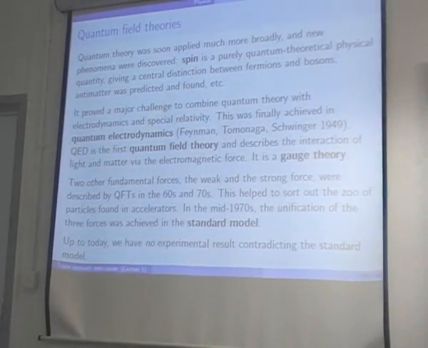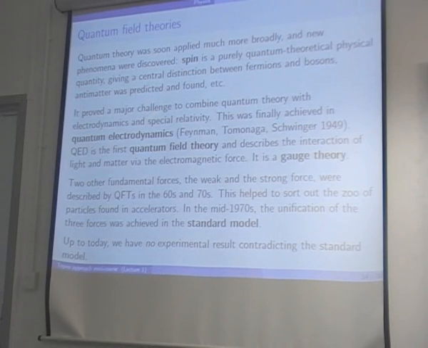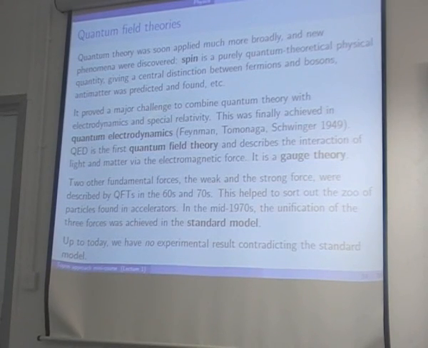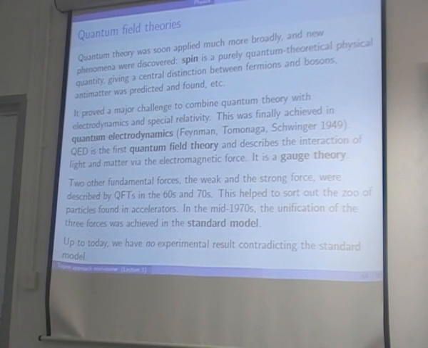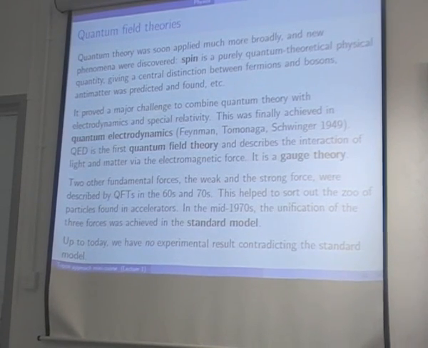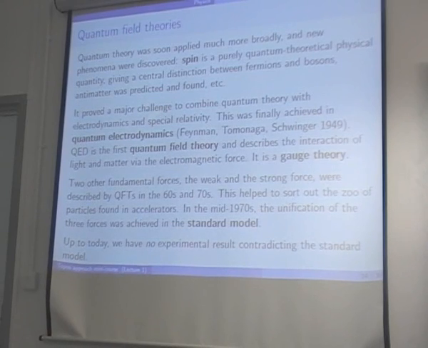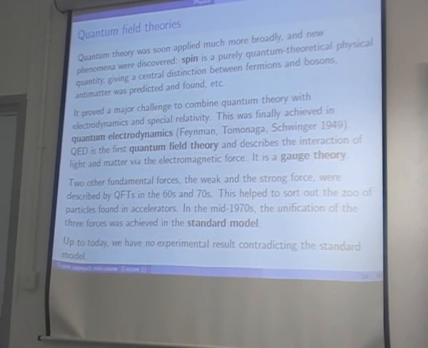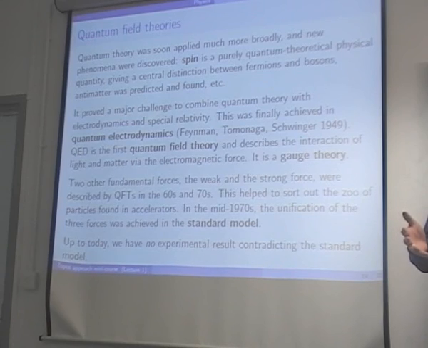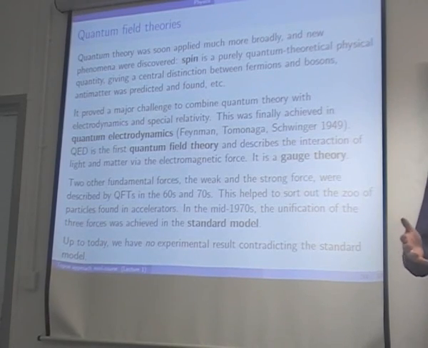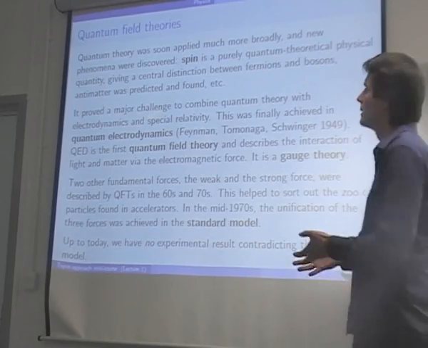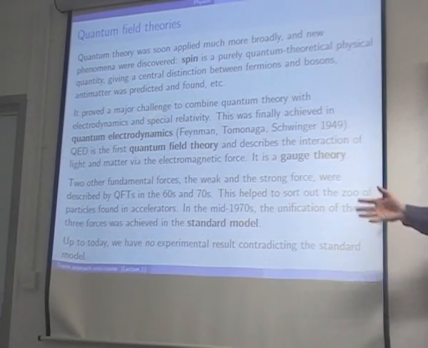Antimatter was predicted and found, and so on. So this was a successful theory, which soon was applied much beyond its original scope. And of course, the question came up: if I really want light and matter interacting, I should combine quantum theory and electrodynamics. And this was actually a very hard problem, and it took people to roughly 1949.